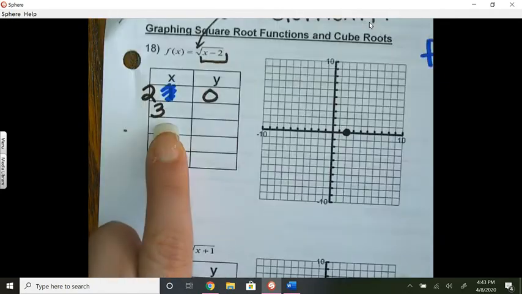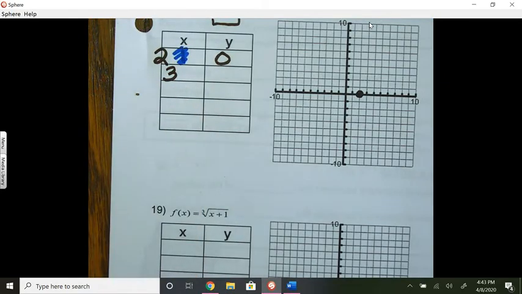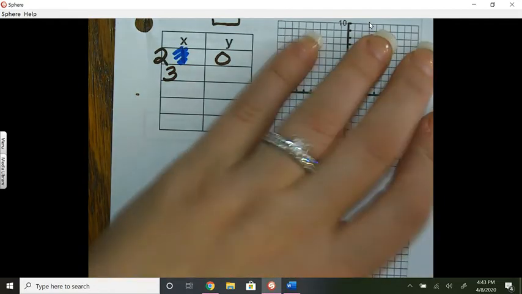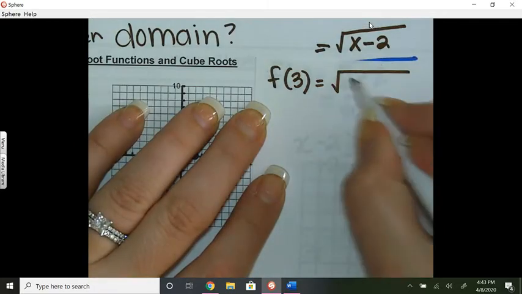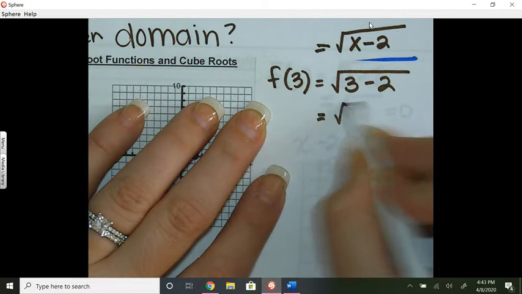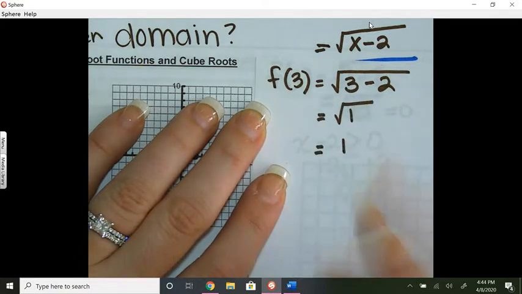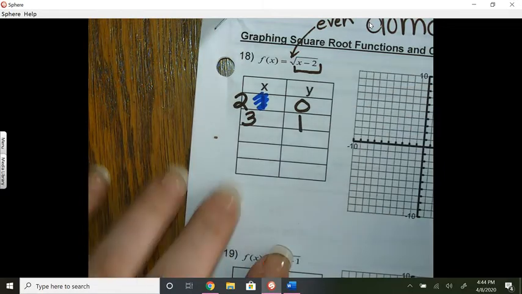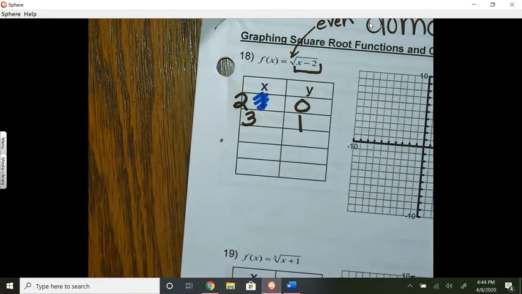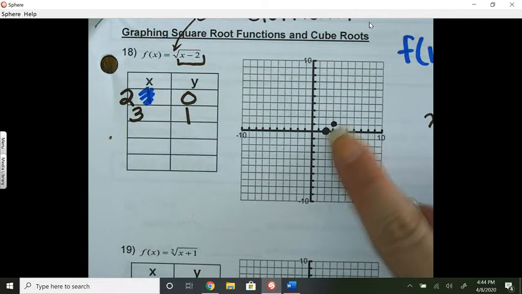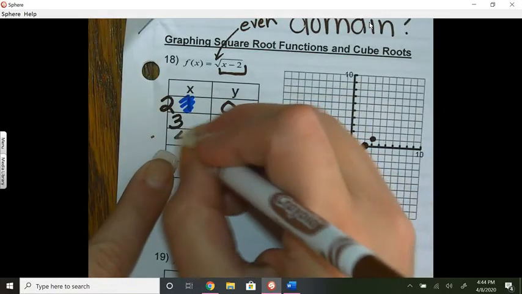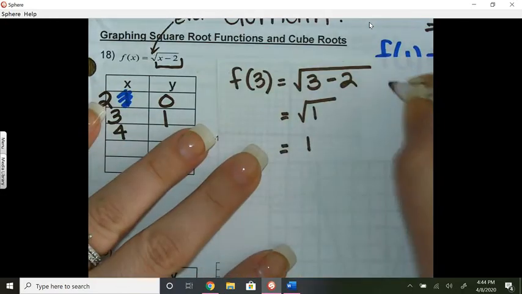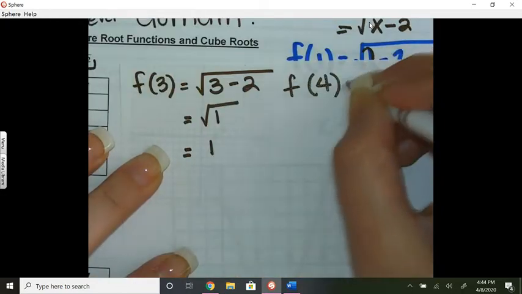And then let's say I plug in 3. So if I choose to plug in 3 for the x, 3 minus 2 is 1, and the square root of 1 is 1. So now I have my next point at 3, 1. So right there. If you only have 2 points, you can't tell what the graph looks like. So you need to plug in more and more values so that you get a better picture of what the graph will look like. So then let's say I plug in 4. So now I'm going to plug in 4 for x right here.